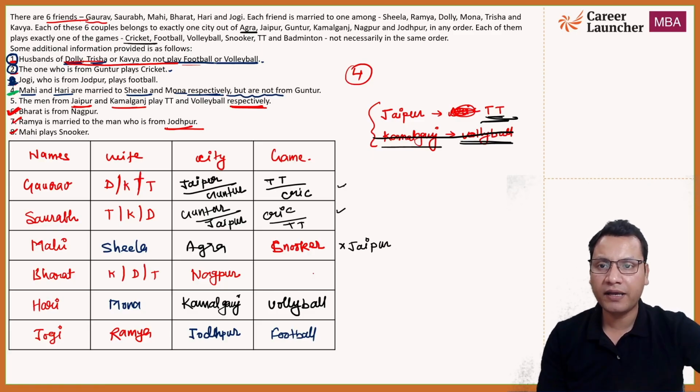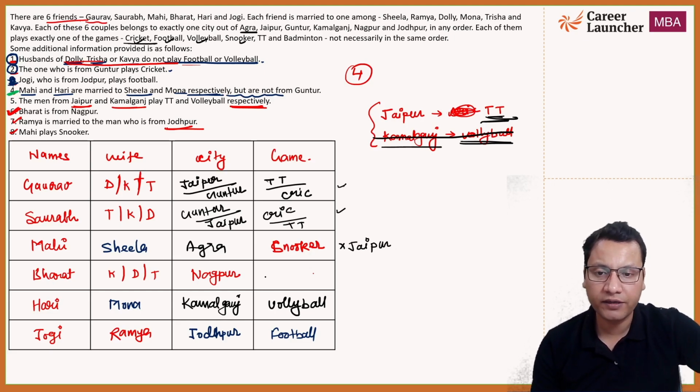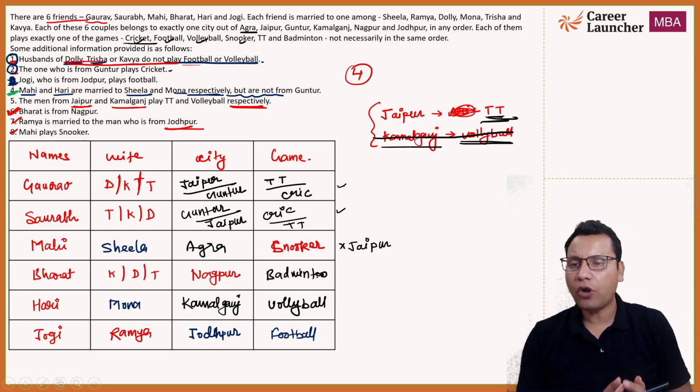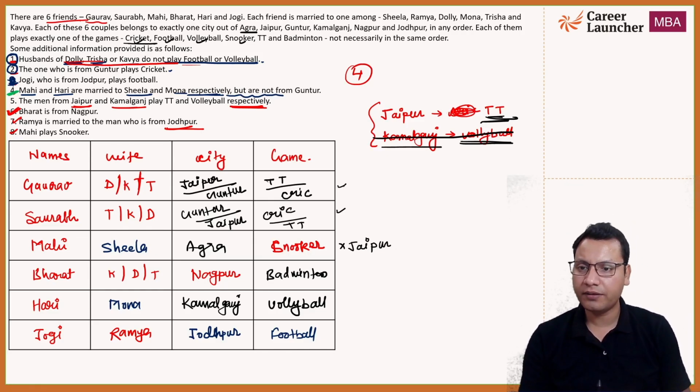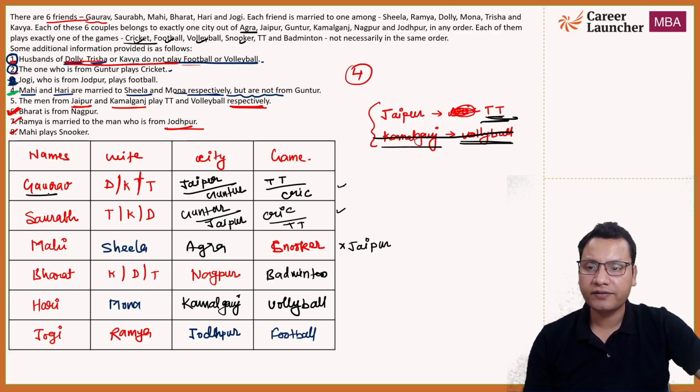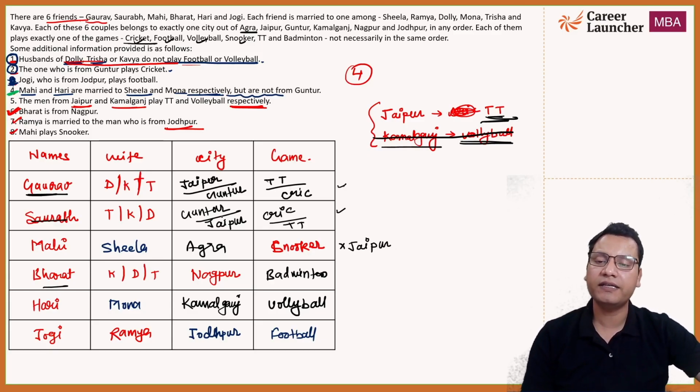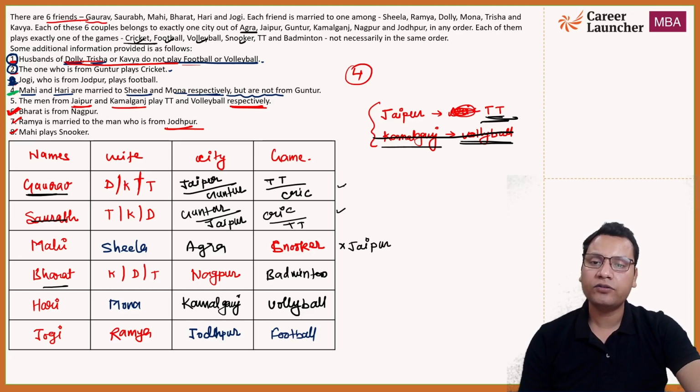Now we are done with cricket, football, volleyball, snooker, so we are left with badminton. This has to be badminton. Now, guys, we have used all the data and the logic given in the question, and by that we are able to fill the table. But as of now, we cannot say who is the wife of Gaurav, Saurabh, and Bharat, which city they live in, and what game they play for Gaurav and Saurabh. So let's try to solve the questions now based upon the table that we have.